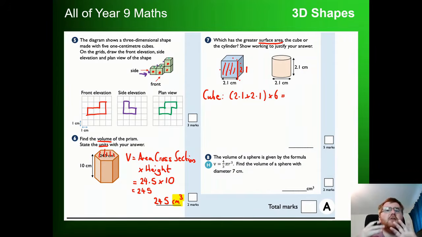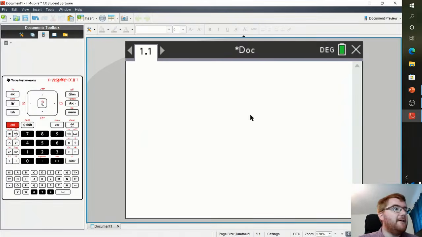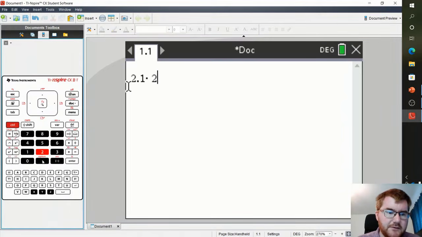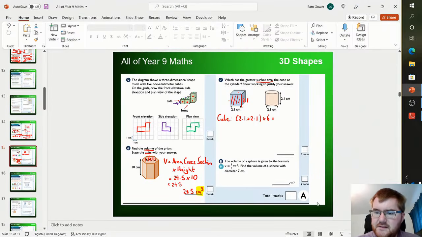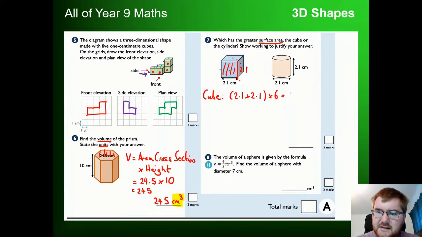Notice I'm trying to write all the working here before I reach for my calculator, which is what I'm going to do now. I've got a very fancy calculator here, but again, just a standard calculator at home will be fine as well. So we're going to do 2.1, and multiply that by 2.1. And then we're going to multiply that whole answer by 6. We can do it in any way around. It works very nicely. So the answer here we get is 26.46. So I'm going to add that in, 26.46. Because it's area, we're going to put square centimeters.